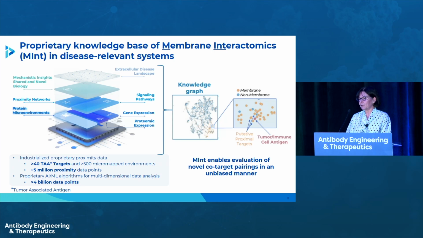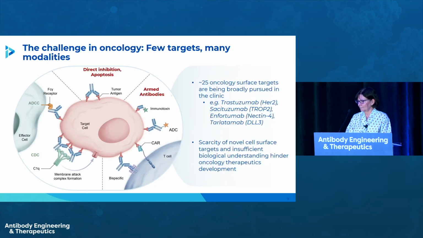And so it's really not just proximity alone that's important to make a good bispecific therapeutic. There are many, many other characteristics which we try to build into this database, which is continually learning. The more micromaps we run, the more data we have to go from.